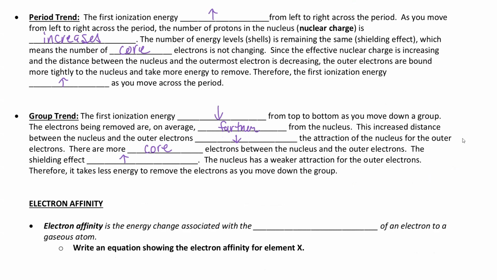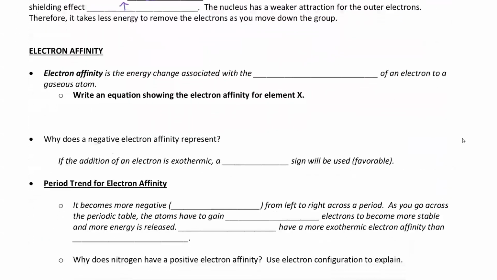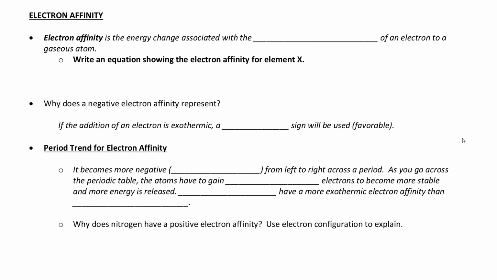All right, let's get into electron affinity. Electron affinity is the energy change associated with the addition of an electron to an atom in the gaseous state. So here, we're going to have our general equation. Okay, we're going to make an anion.